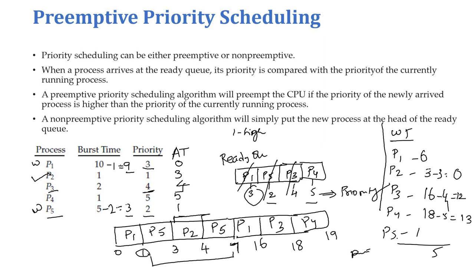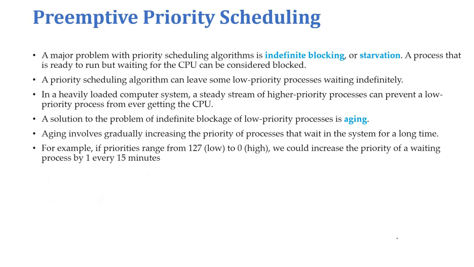Similarly, we need to calculate the completion time. So what is the problem in the priority scheduling algorithm? The major problem is that the processes always work based on their priority. So sometimes the low priority process is always in the waiting stage, and it may be blocked. This is called indefinite blocking or starvation. So how can we avoid this kind of problem? Based on the concept of aging.